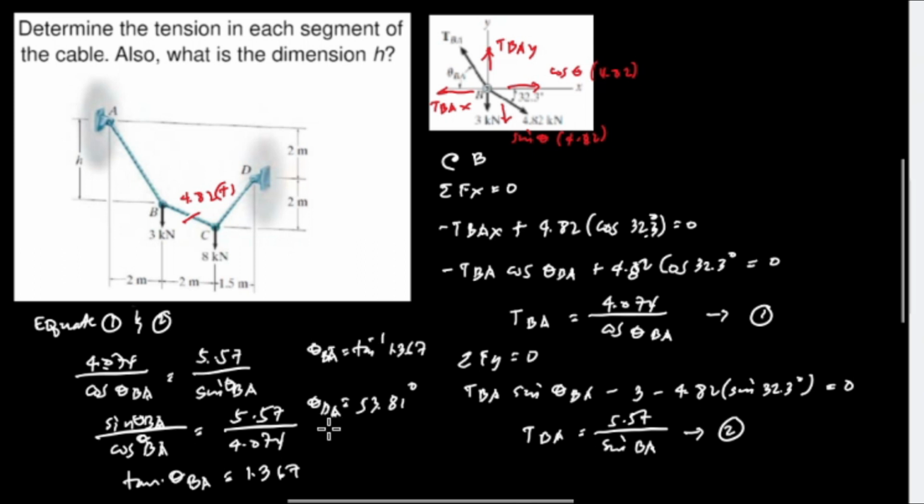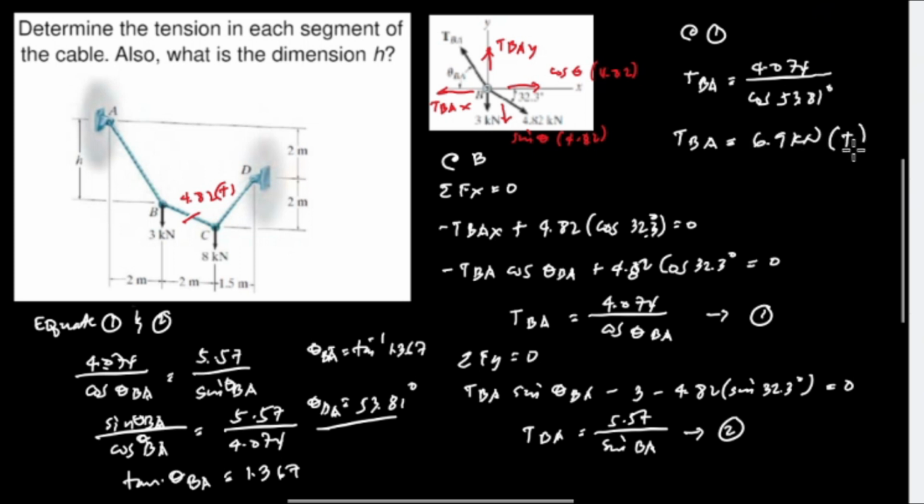So we have now the value for theta BA. So TBA is equal to 4.074, and we divide by cosine theta BA, or cosine of 53.81 degrees, and the value for the tension in cable BA is equal to 6.9 kilonewton, and that's tension.